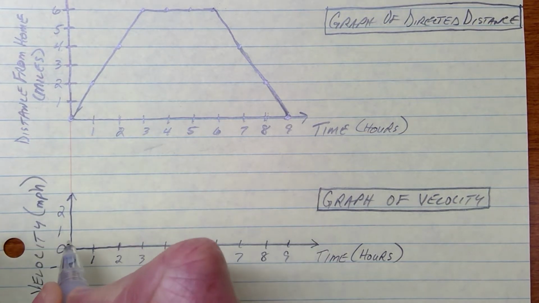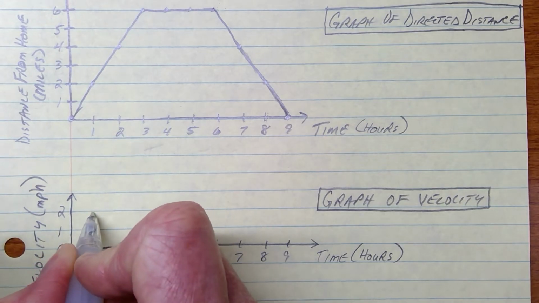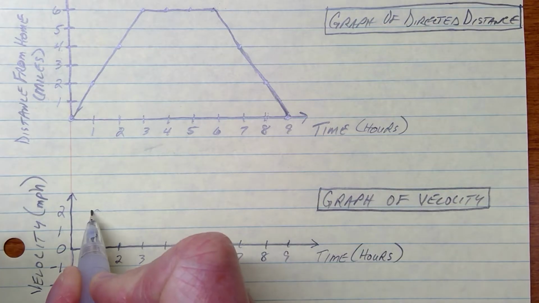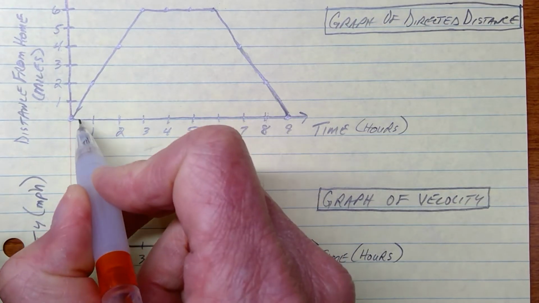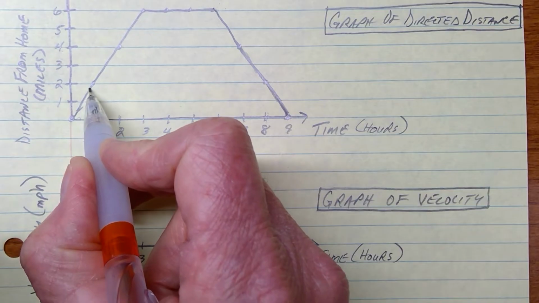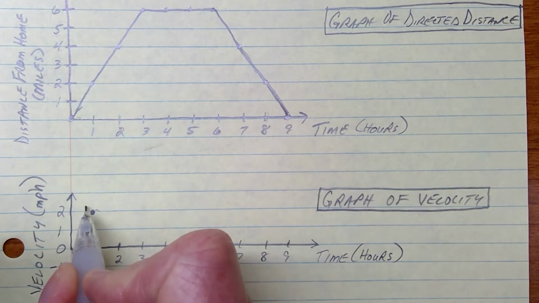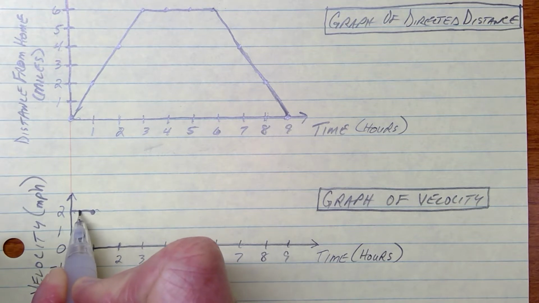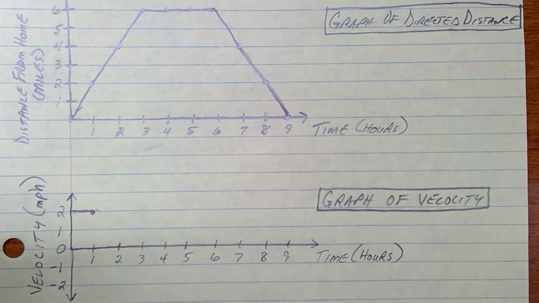So after the first hour, I have gone 2 miles per hour. And I've maintained a constant speed. I mean, from my very first step, I was going 2 miles an hour, 2 miles an hour, 2 miles an hour. So all the way from my very first step through that first hour, I was going 2 miles an hour.